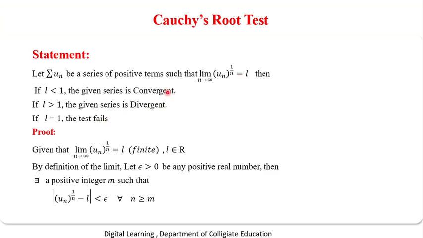Proof. By the data, what is given here? Limit n tends to infinity un to the power of 1 by n is equal to L. Consider this data. Here L is finite. And apply the definition of the limit to this function. Let epsilon be any positive real number, then there exists a positive integer m such that, according to the definition of the limit, n tends to infinity un to the power of 1 by n is equal to L can be written as mod of un to the power of 1 by n minus L less than epsilon for all n greater than or equal to m.